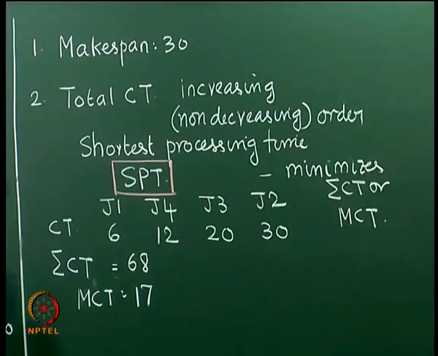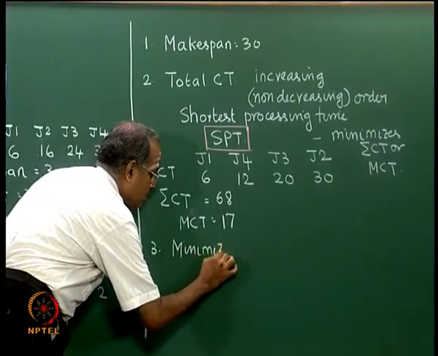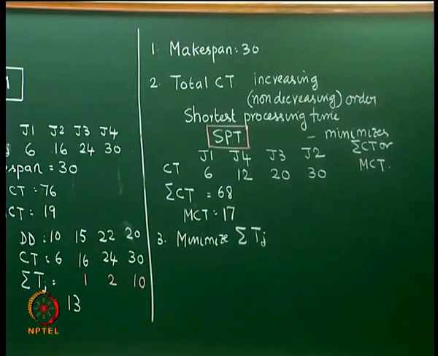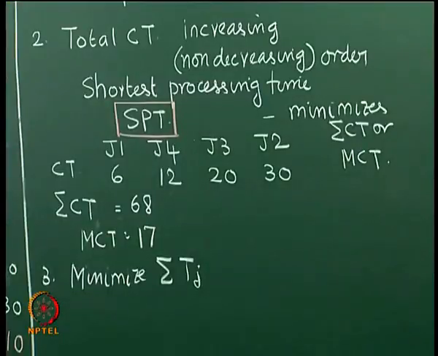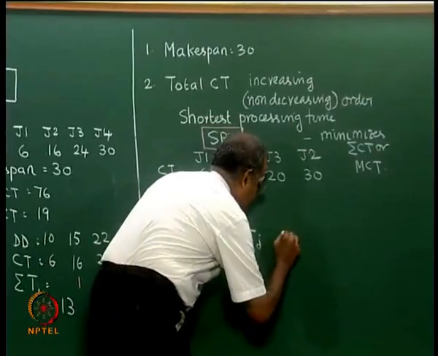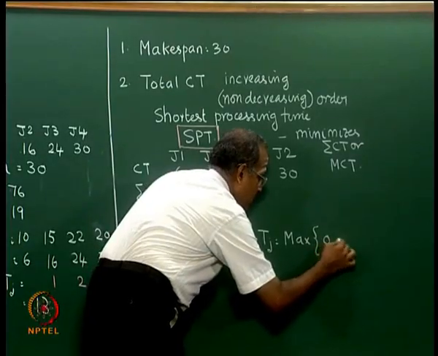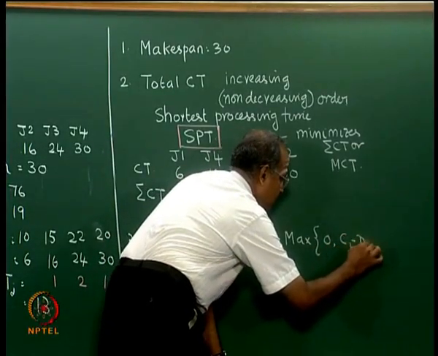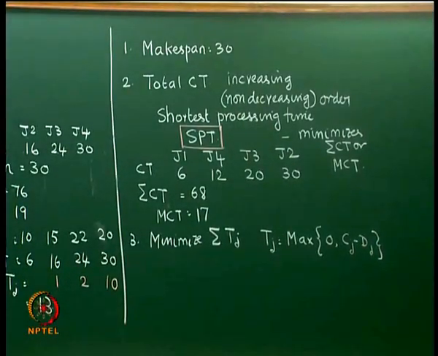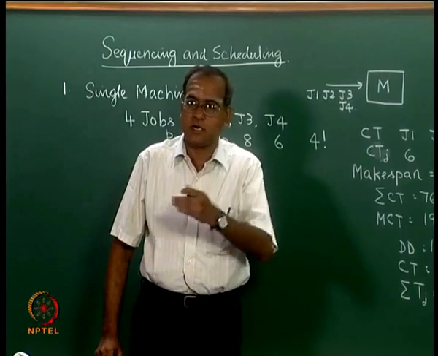Now we look at the third objective, which is minimize sigma Tj. We have already defined Tj. Tj is defined as the tardiness associated with the completion times and due dates. So tardiness Tj of job j. So Tj is maximum over 0, Cj minus Dj. Now Cj is the completion time or time at which job j is completed, Dj is the due date associated with job j.